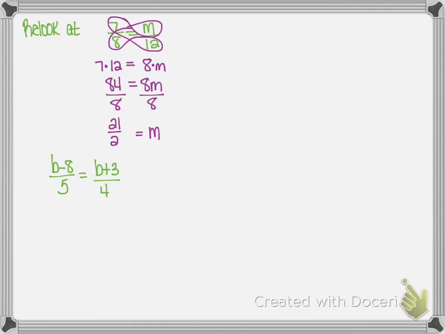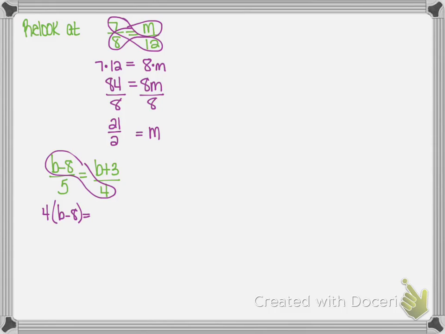We're going to use cross products again. So we need to multiply b minus 8 times 4. Notice how I have that written. I have a 4, then parentheses with b minus 8 inside. You need to take the 4 times everything that is in that numerator. So we're going to eventually have to use the distributive property. So be careful. Make sure you just don't take 4 times one of those terms. It needs to be by both.